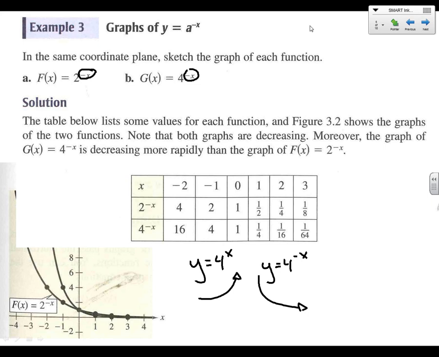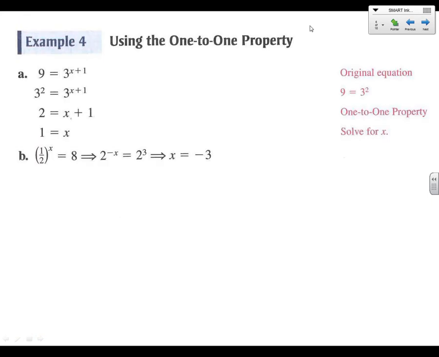All right, which brings us to the first problem I would like you to try. We're going to use the one-to-one property. And what we're saying here is that if we can get our base to be the same, then our powers are going to equal each other. So if we take a look at this first equation here, 9 equals 3 to the x plus 1. We need the bases to be the same. So we can realize that 9 is equal to 3 squared. And at that point, our bases 3 and 3 can cancel out. And we're left with just the powers. 2 equals x plus 1, and from there we can solve.